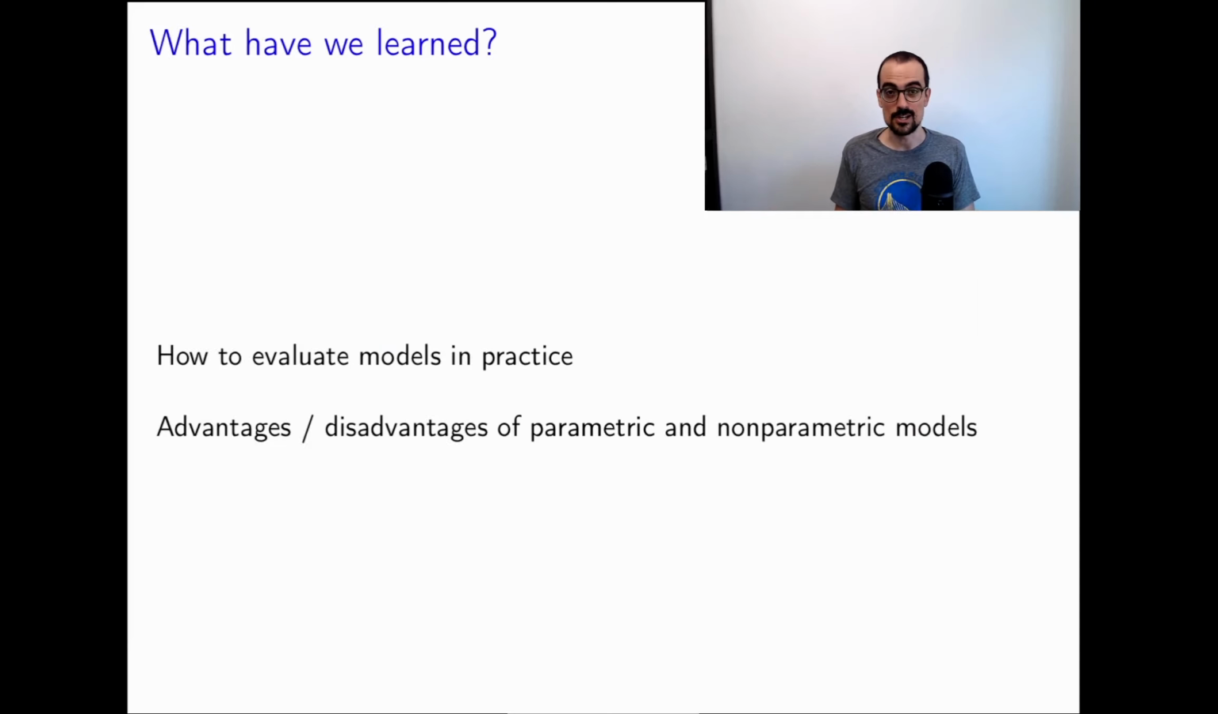Okay, so what have we learned? We have learned how to evaluate models in practice. The bottom line is you have to use real held out data. And we have learned about the advantages and disadvantages of parametric and non-parametric models. Parametric models have constrained shapes that enable them to not overfit the noise in the data, but limit them so they could underfit the signal. Non-parametric models have a lot of flexibility, so unfortunately they can overfit the noise, but they also have the flexibility to learn more structure from the data. So if you have a lot of data, they can have a lot of potential.